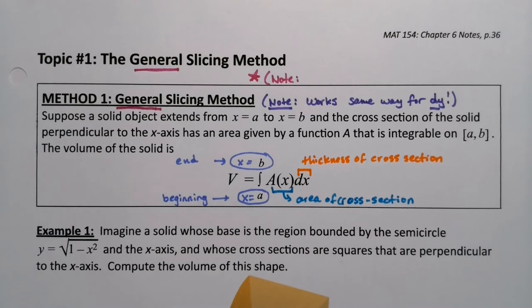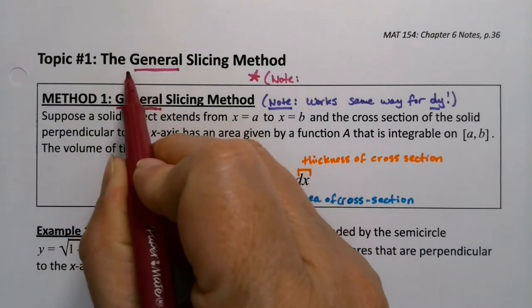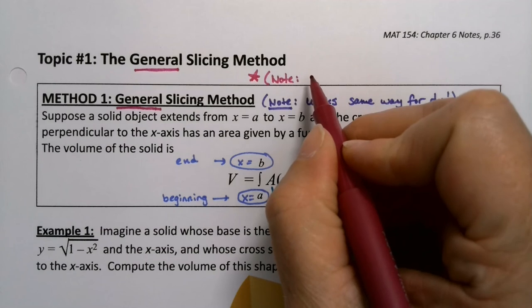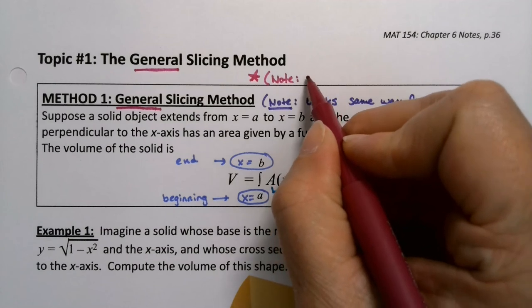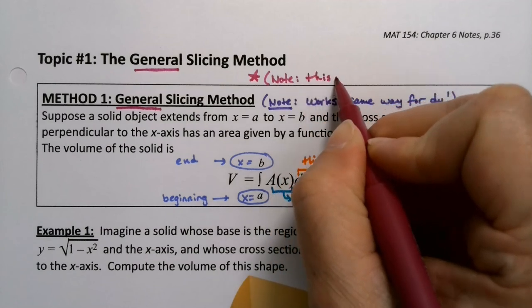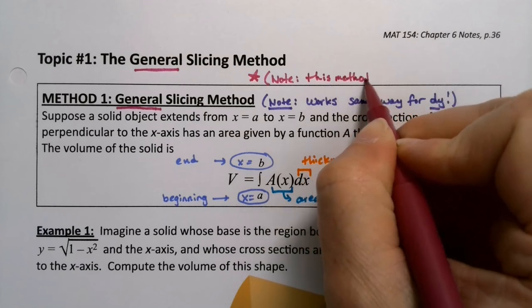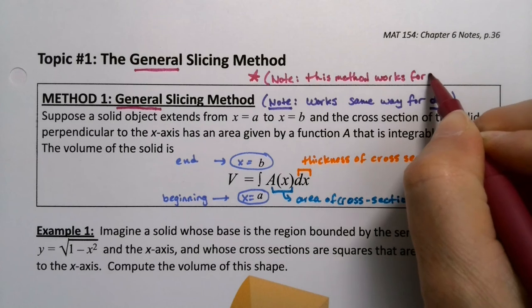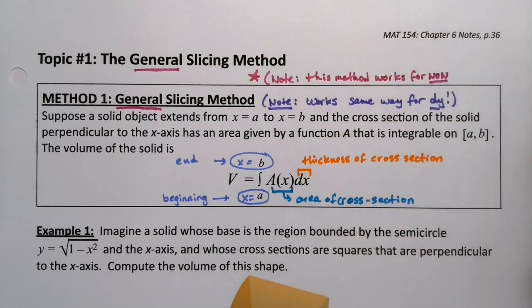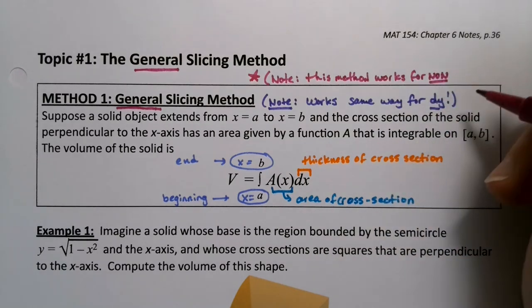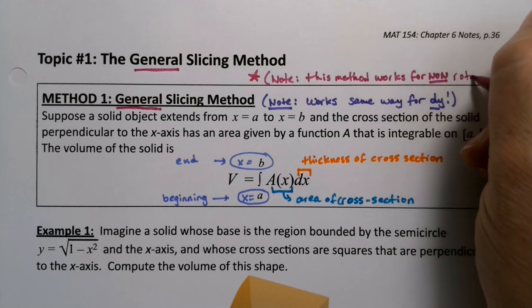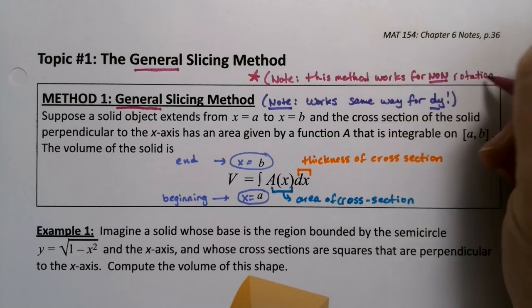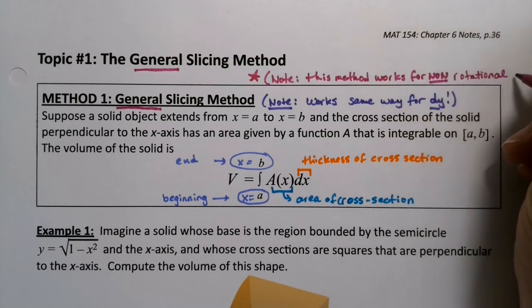One thing I forgot to mention about the general slicing method is, of course, that it's general, which means that this method works even if it's not rotational. This method works for non-rotational, i.e. not on a lathe, not on a pottery wheel, not a barrel, non-rotational objects, which is what we're going to practice with right down below.